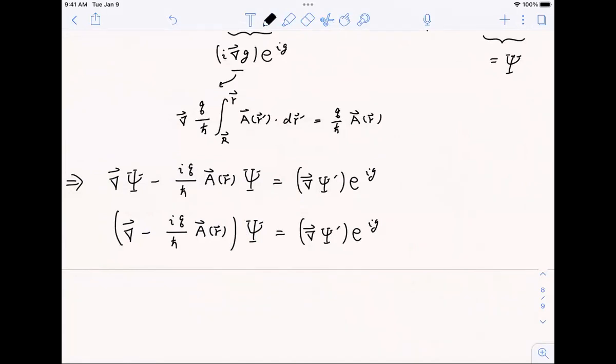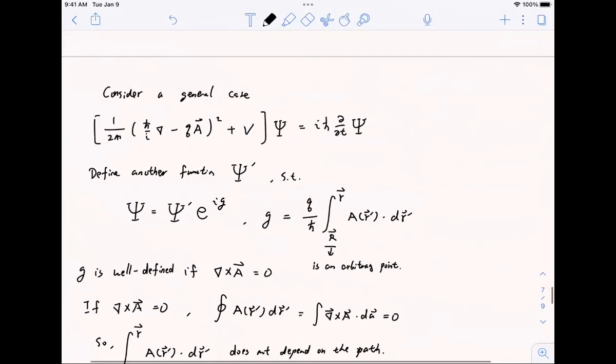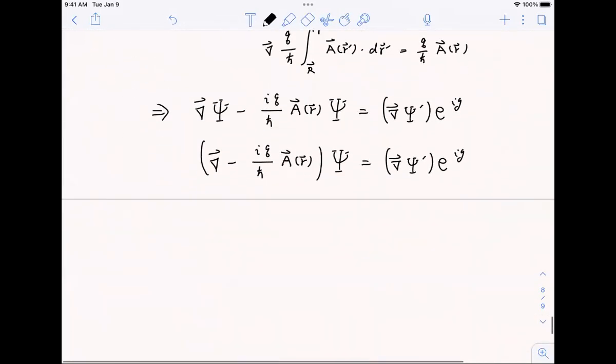Okay. So this is already one part of the Schrodinger equation. Because the Schrodinger equation has this part, right? So we're already dealing with the first part. But now we're going to deal with the square here. So how do we deal with the square?